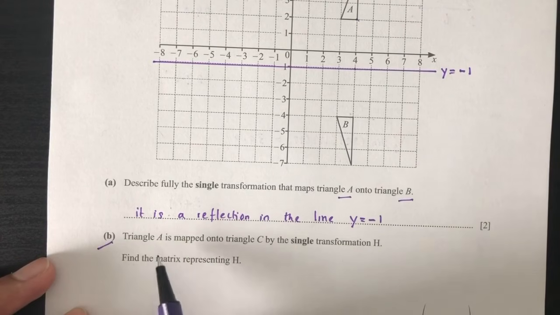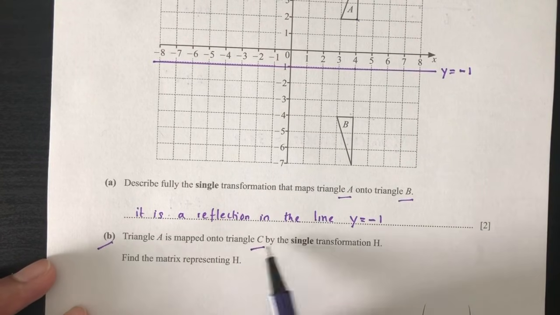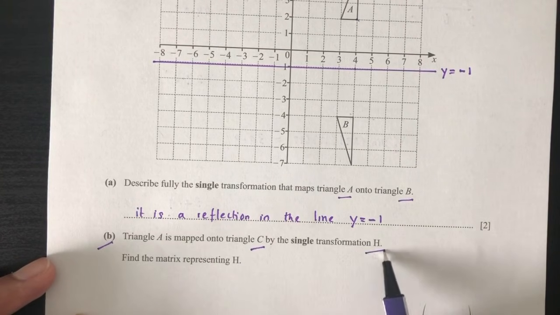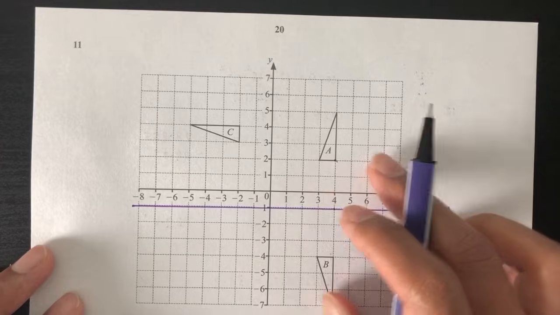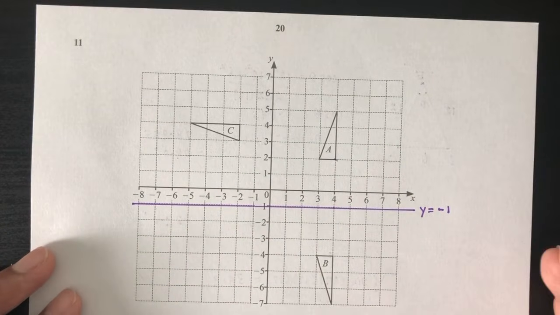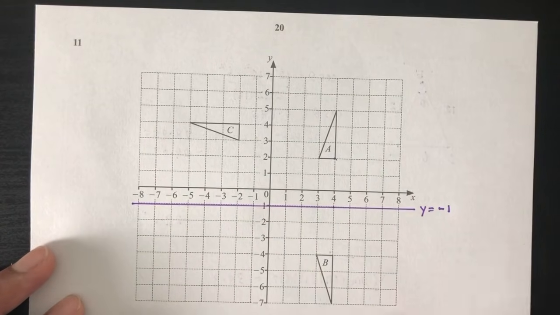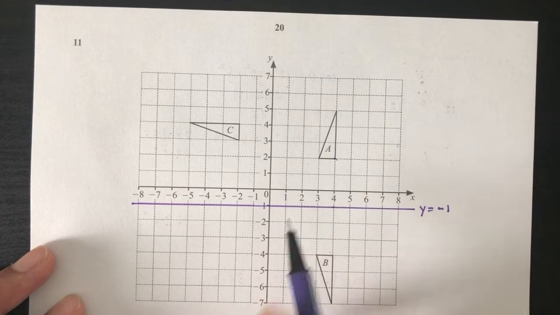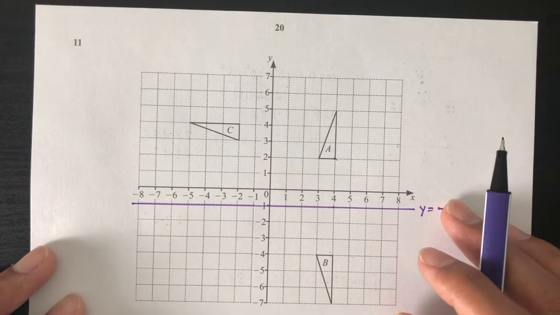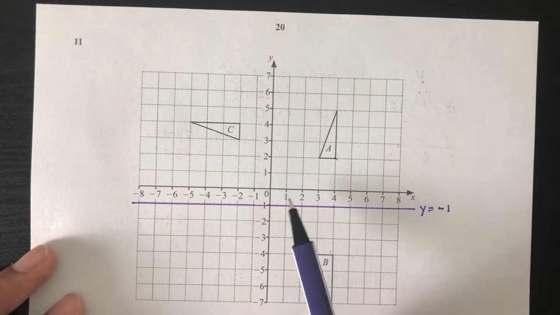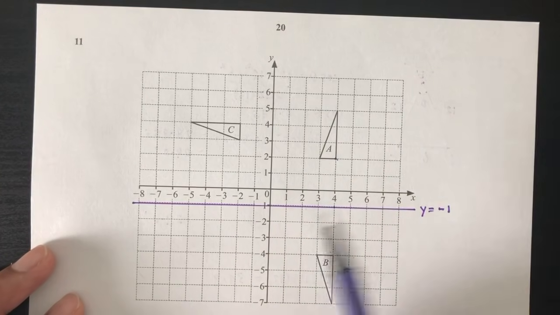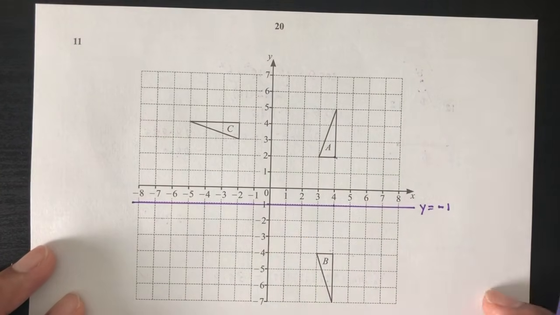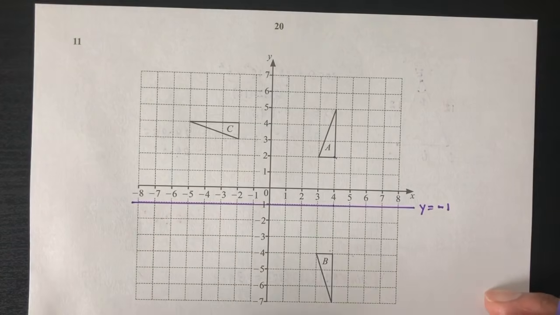Now part B, triangle A is mapped onto triangle C by a single transformation H. Find the matrix representing H. So A going to C, there can only be one option because we can do it by elimination. Since the size is the same, it cannot be enlargement. Since you can see that the direction has changed, it cannot be translation, so it can only be a rotation. So what is the angle of rotation?